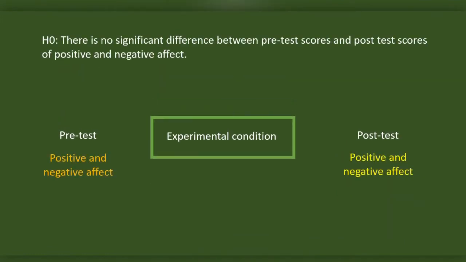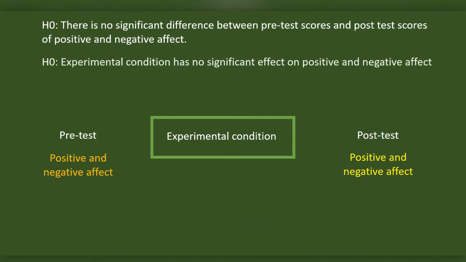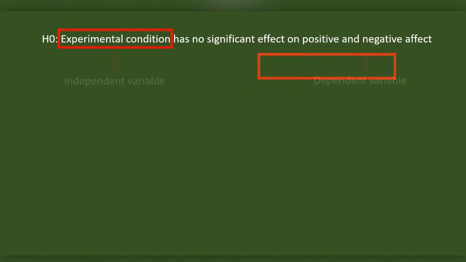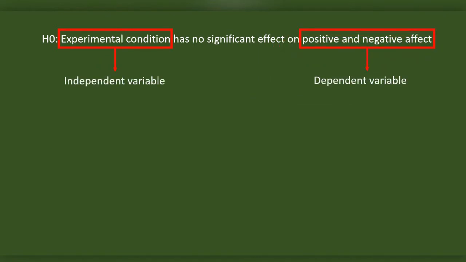Using a paired sample t-test, we will test the null hypothesis: there is no significant difference between pre-test and post-test scores of the positive and negative affect. A little more specifically, the hypothesis is that the experimental condition has a significant effect on positive and negative affect. The experimental condition is the cause here. Change in positive or negative affect is the effect. In other words, the experimental condition is the independent variable. Positive and negative affect is the dependent variable.